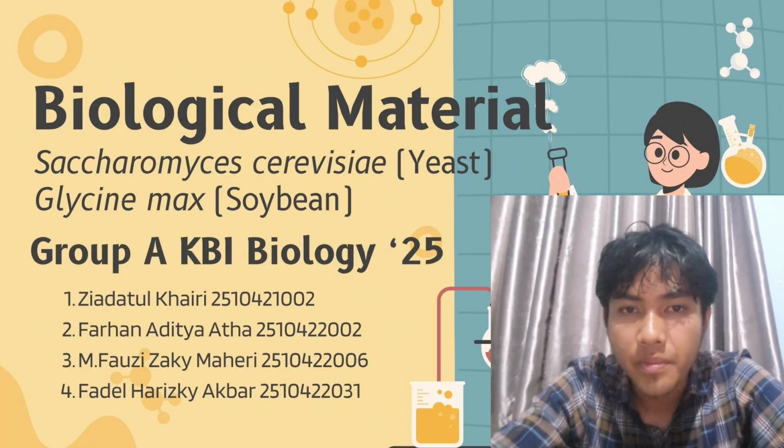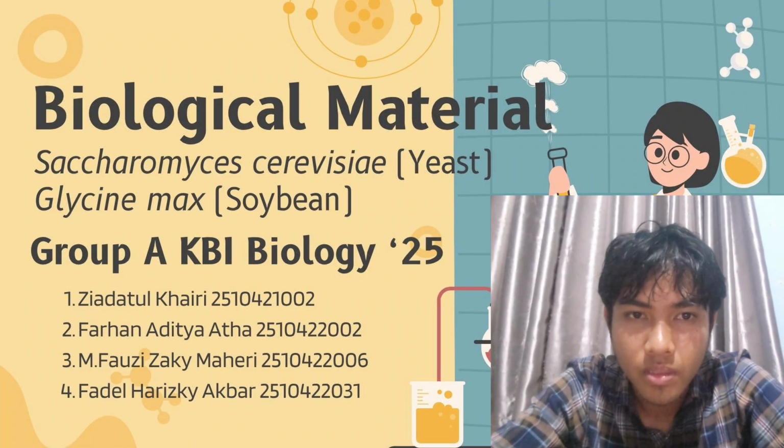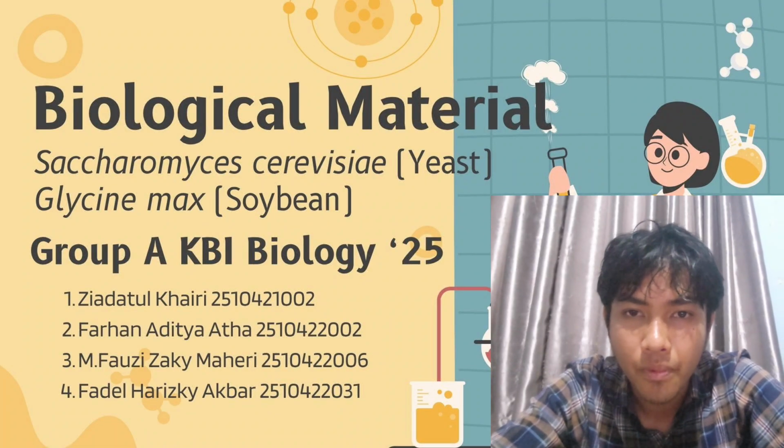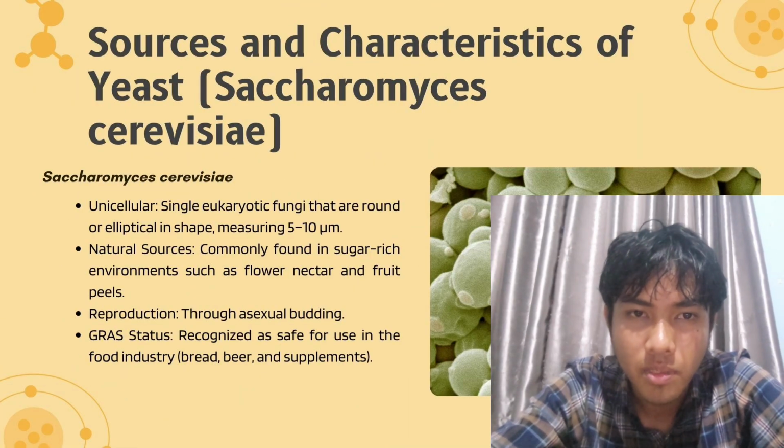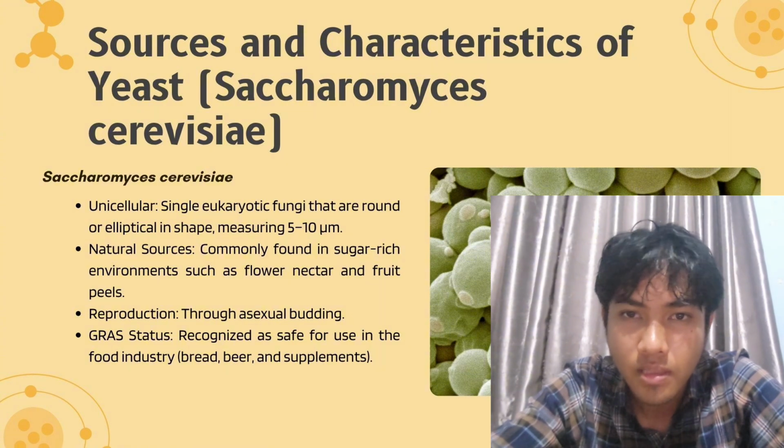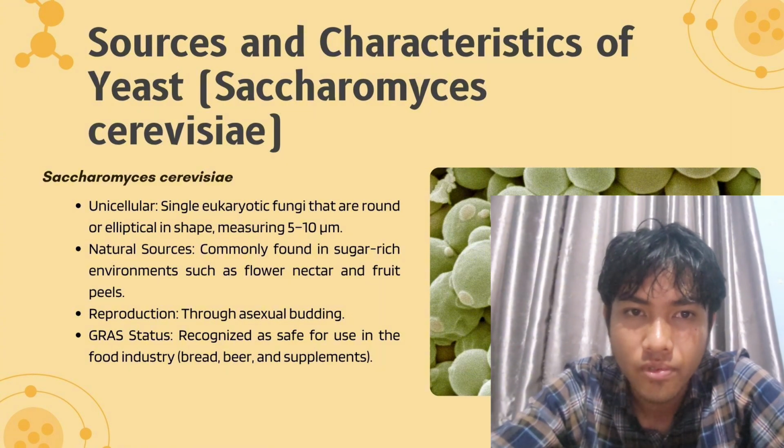Hello everyone, my name is Farhan and today we will analyze two vital components: beta-glucan in Saccharomyces cerevisiae and glycinin in soybean. Let's start with yeast characteristics. Yeast is a unicellular eukaryotic fungus measuring 5 to 10 micrometers and typically found in sugar-rich environments.